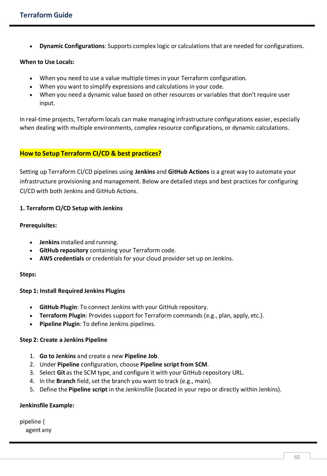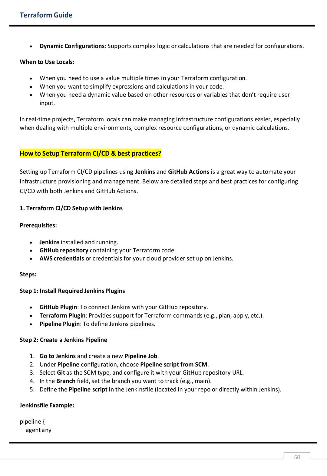Step 2. Create a Jenkins pipeline. 1. Go to Jenkins and create a new pipeline job. 2. Under pipeline configuration, choose pipeline script from SCM. 3. Select Git as the SCM type and configure it with your GitHub repository URL. 4. In the branch field, set the branch you want to track, for example, main. 5. Define the pipeline script in the Jenkinsfile, located in your repo or directly within Jenkins.